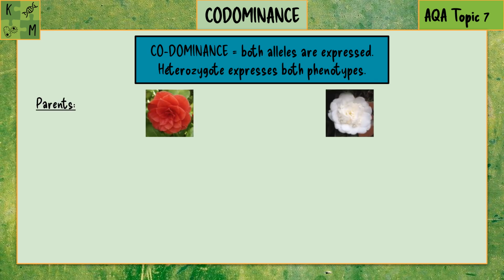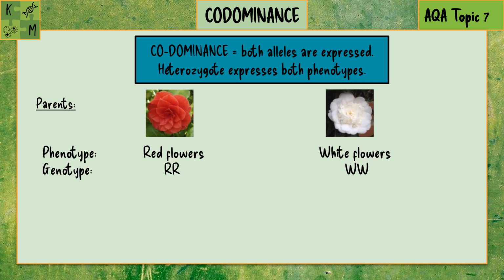So here we have camellias. In the parents, we've got red flowered plants and white flowered plants. The parent with the red flowers will have a genotype of big R, big R. The white flowered plants will have a genotype of big W, big W. And as you can see here, we're using a different letter to represent the different alleles.